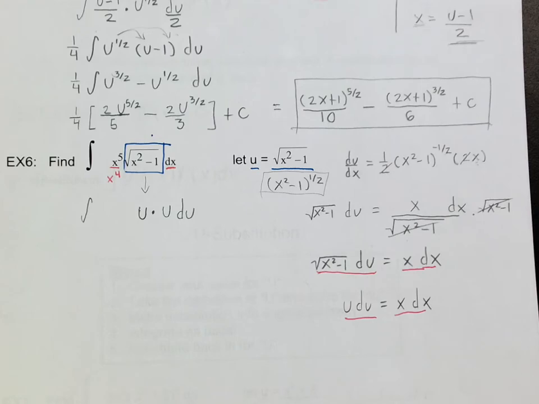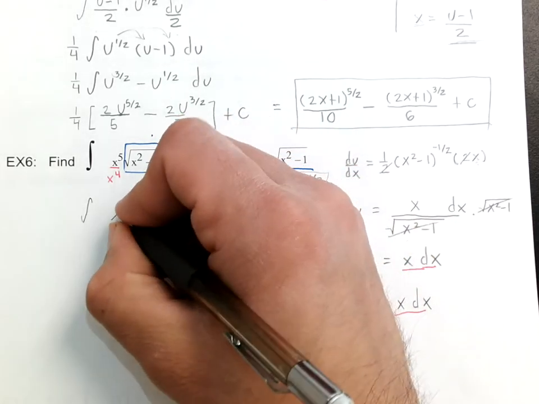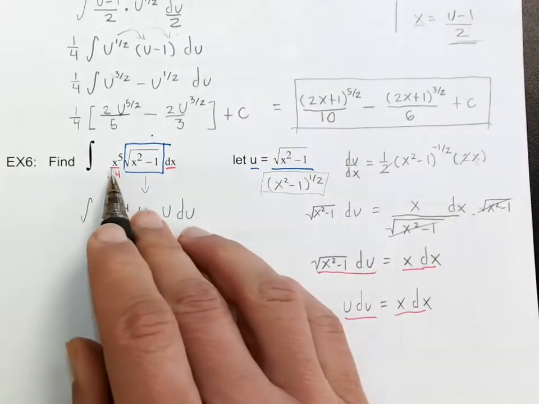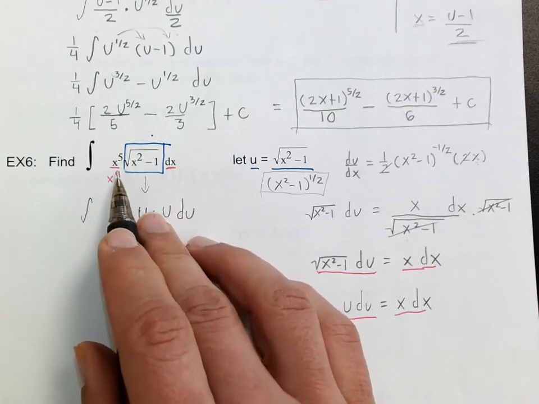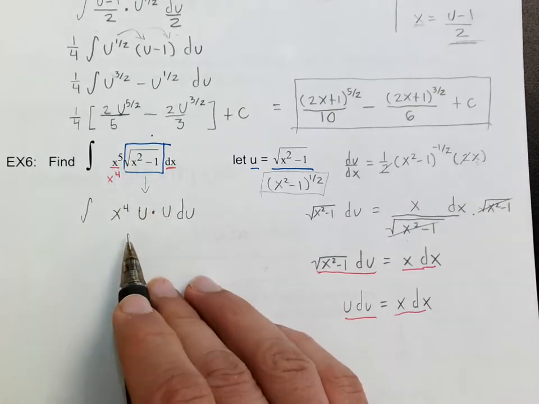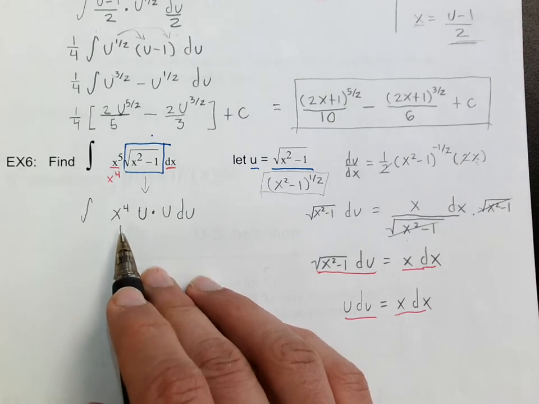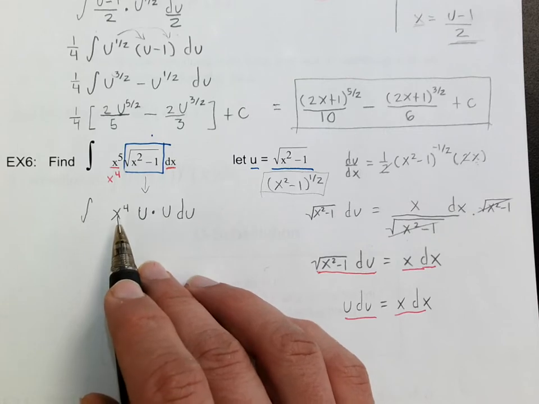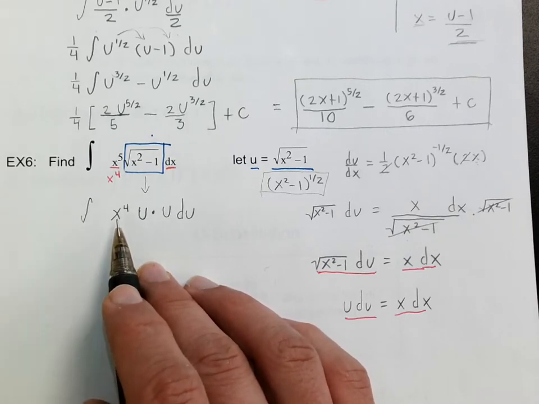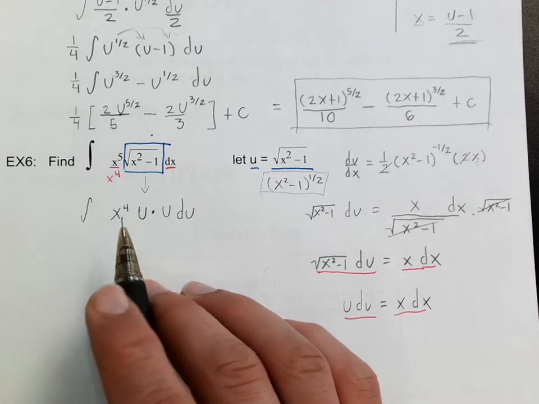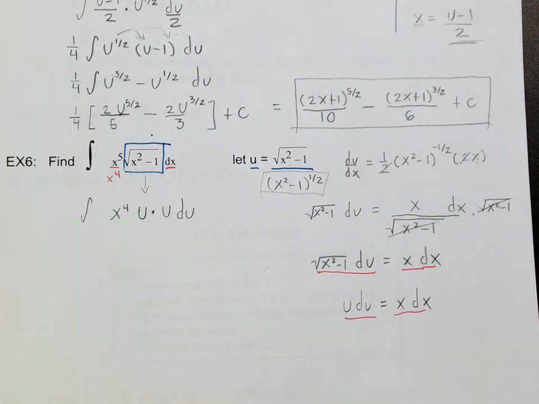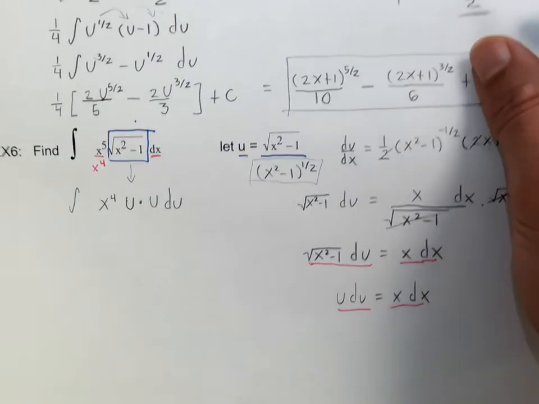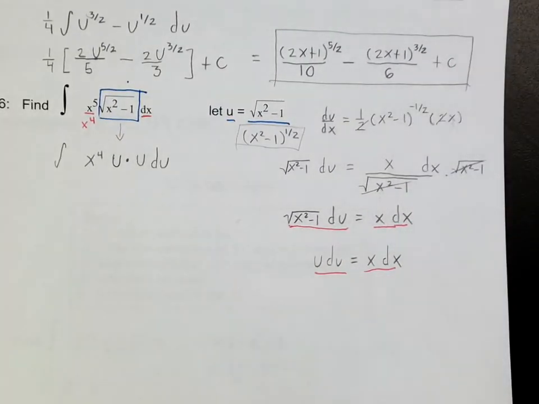Okay, however, I still have x to the 4th power, because if I take an x away from this x to the 5th power, I still have x to the 4th power to deal with. So I have to find a way, just like the last problem, to replace this x to the fourth power with a function in terms of u. So just like the last problem, the next part should be familiar, we did it in the last problem.